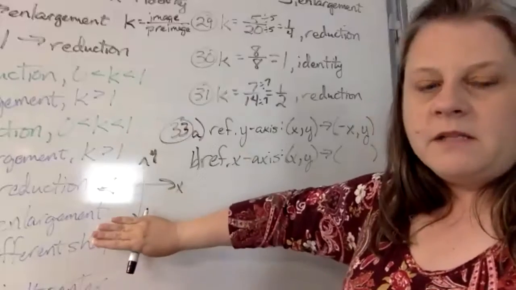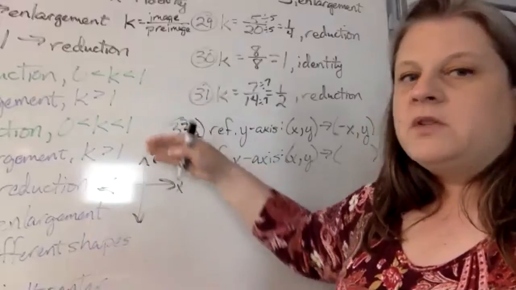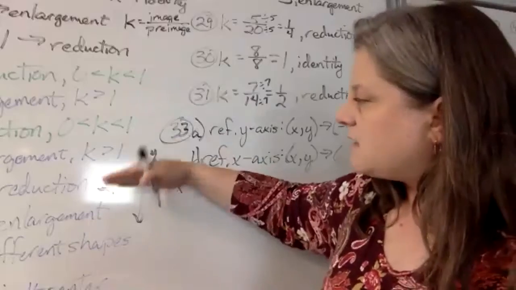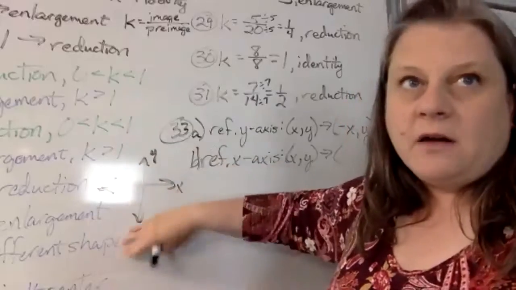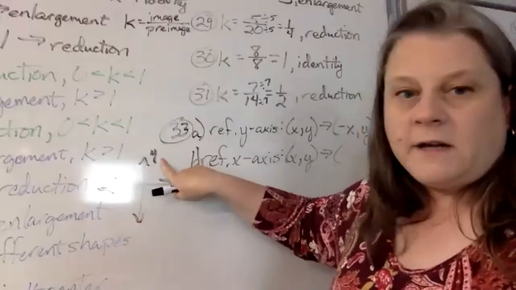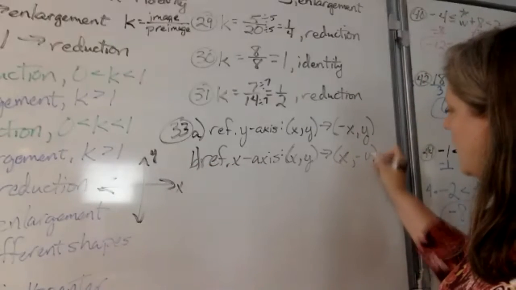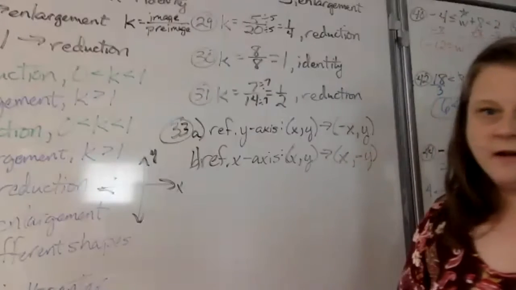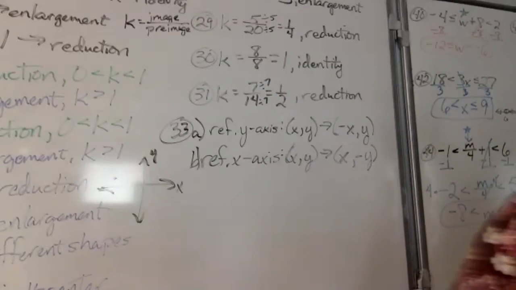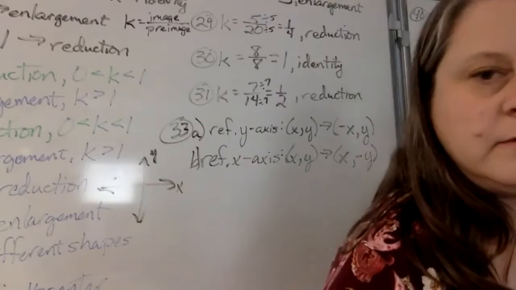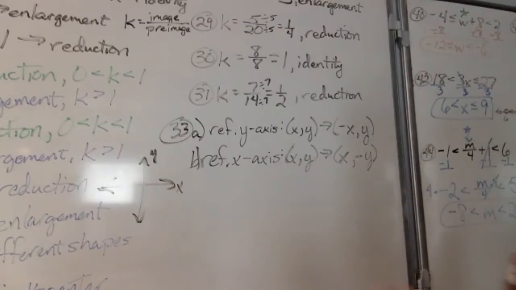If it's in the bottom, it's going to move it to the top. So when you're reflecting over the x-axis, you're changing the up and down, which is your y coordinate. So the x coordinate is going to stay the same. The y coordinate is what you're going to change the sign on. So we're completing our rules in that table on number 33.